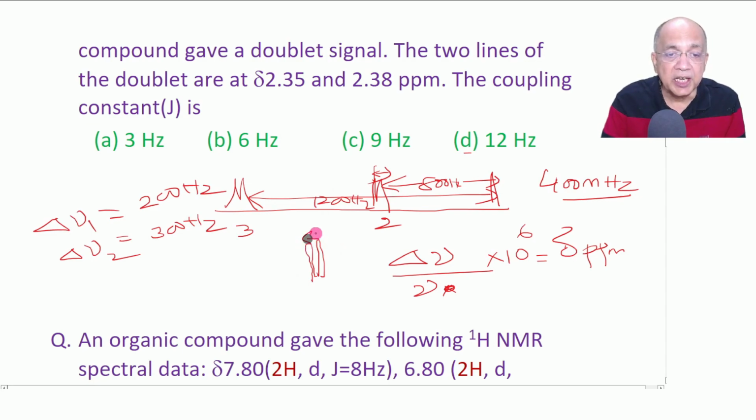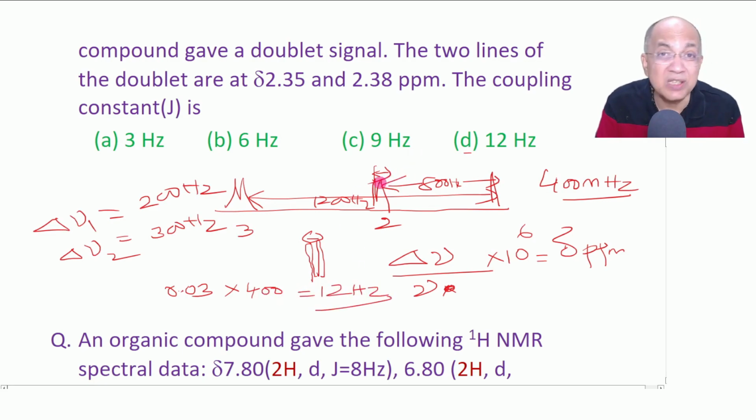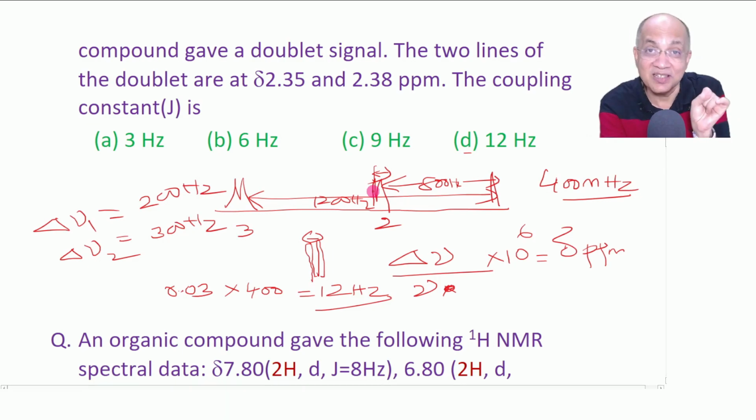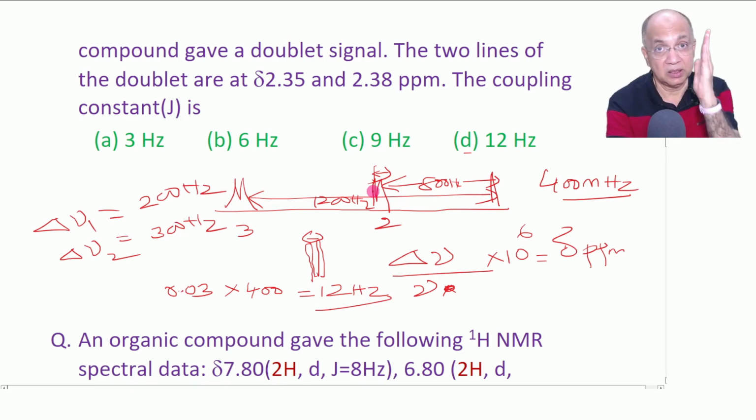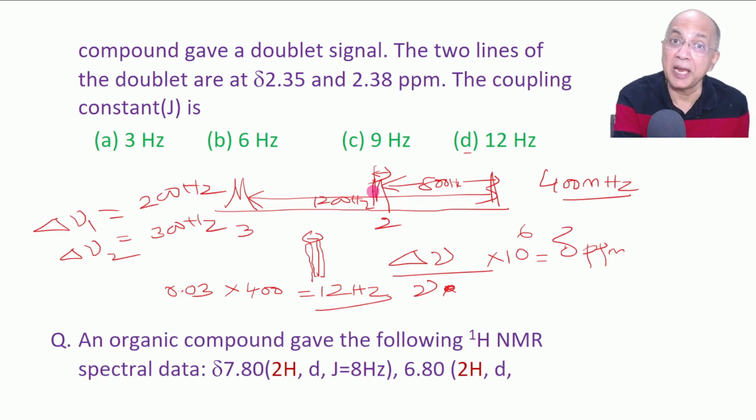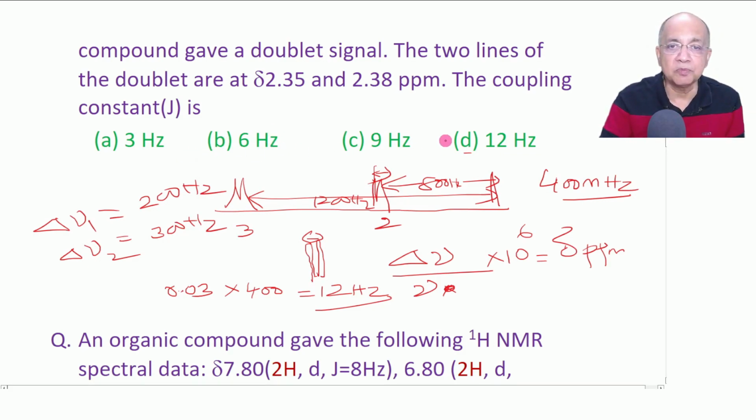And what is the difference in terms of ppm? It is only 0.03. That is the difference in the two components of this doublet. This is in ppm, so multiplied by 400, that is 12 hertz. The J value is not expressed in ppm, it is always expressed in hertz, since it is independent of the external field. But the chemical shift positions with respect to TMS are always expressed in ppm, right? So the answer is 12.